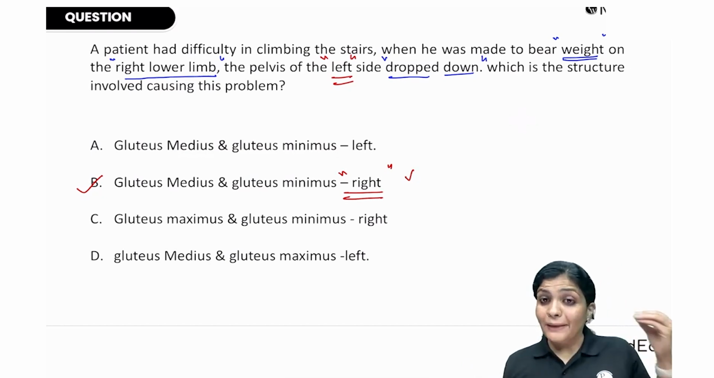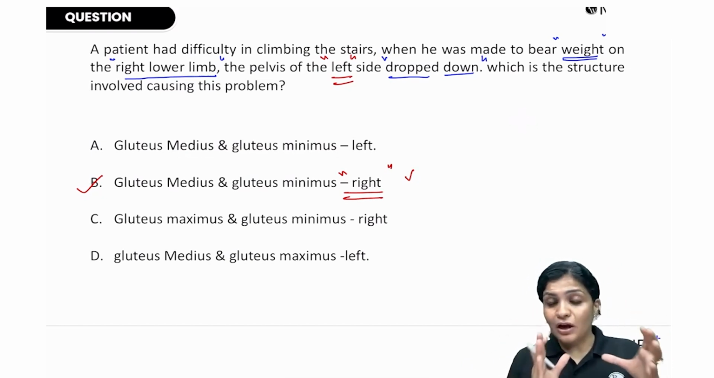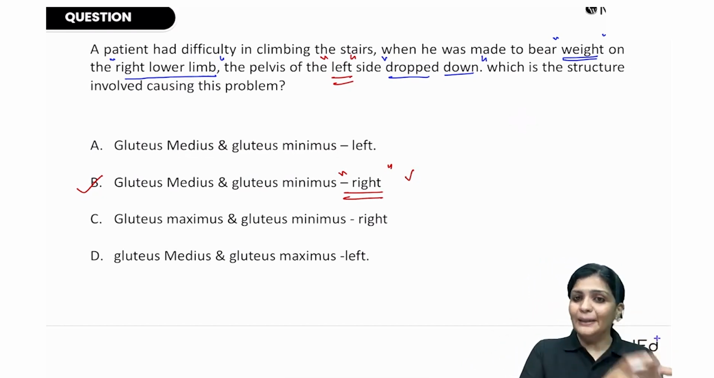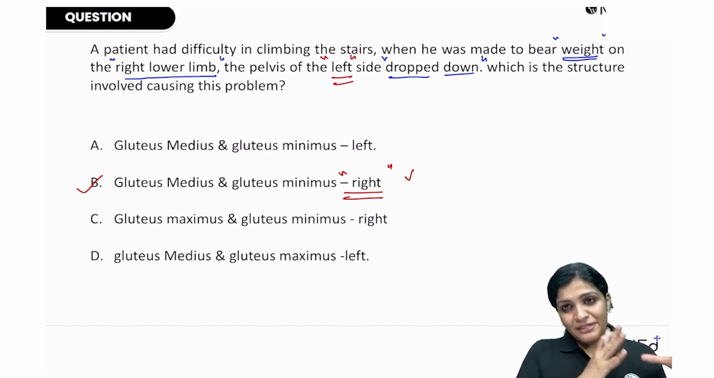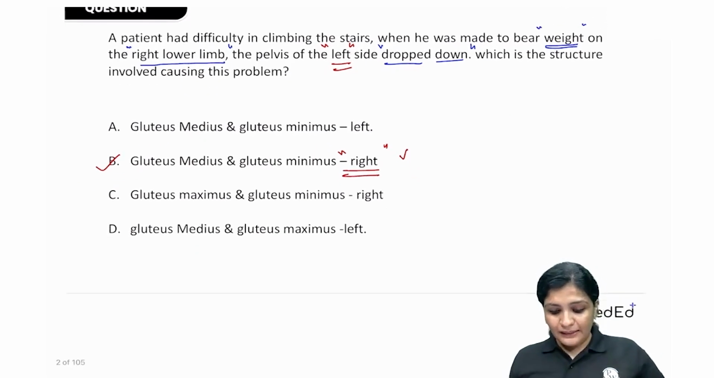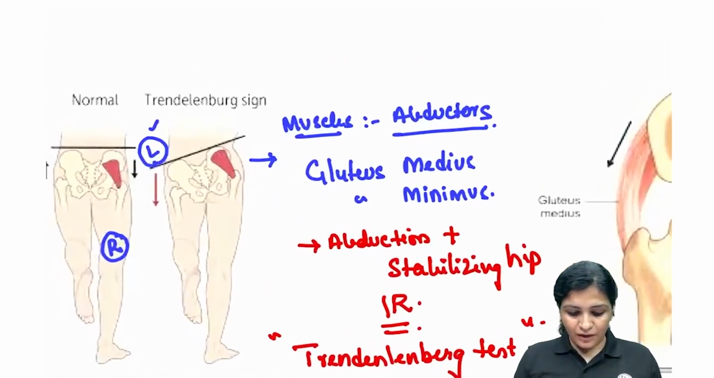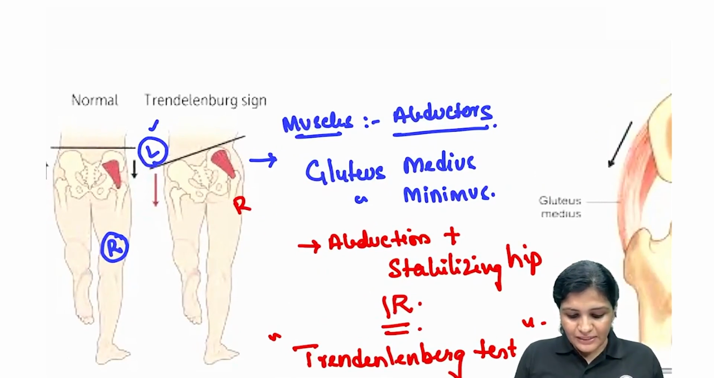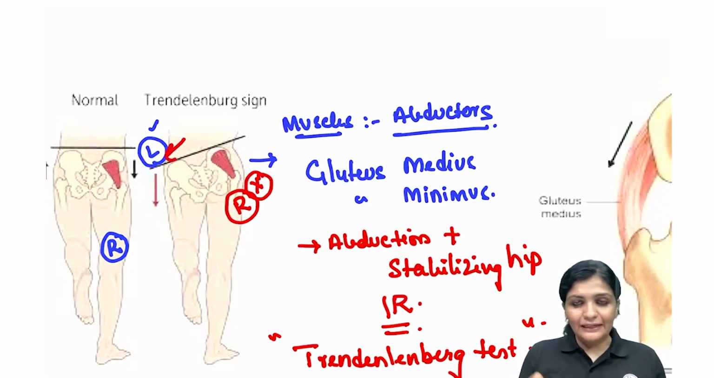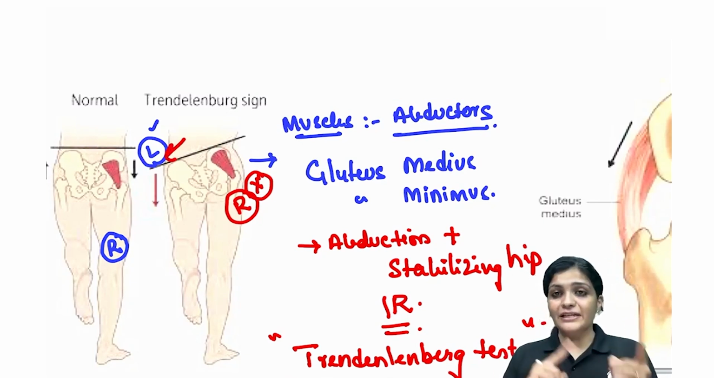Understood? So for the pelvis of the opposite side, always remember the opposite dip. The dip is on the opposite side. That means here the right side abductors, this is your right side abductors, are not working. Hence you see there is a tilt on the left side.